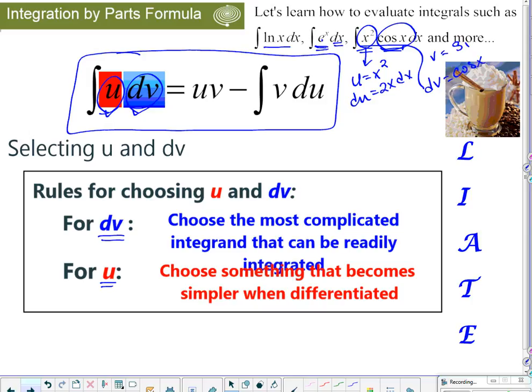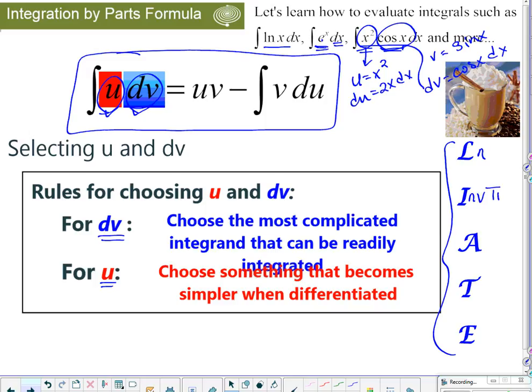It becomes sine x. Okay, so just to give you an idea, sometimes it's nice to use this little memory device, the LIATE plan, and we talked about this last year, I believe, for selecting your u. The natural logs are a good thing to let be u because I can take its derivative, but actually integrating a natural log can be difficult. And inverse trig functions would be my next selection for u. This is for selecting u, so you might want to put that down as well.